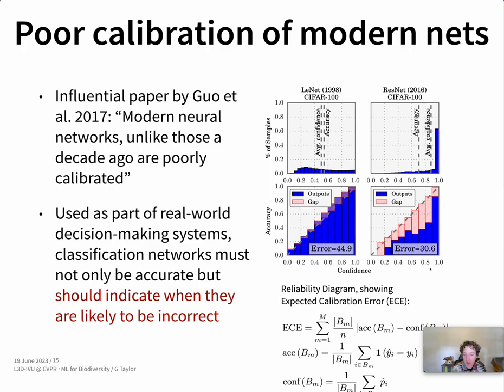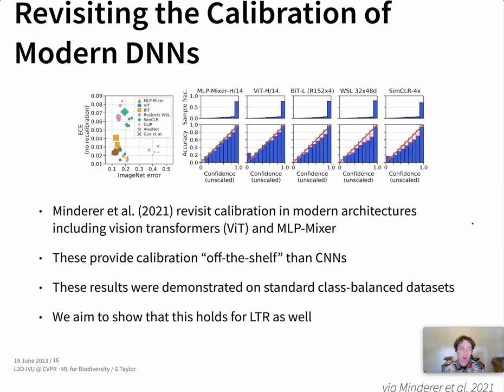While we're able to reduce the overall classification error with the modern models, we find that they're not very calibrated at all. The point made by the authors is that when you use these systems as part of real-world decision-making systems, they not only have to be accurate, but these models should indicate when they're likely to be incorrect. And poorly calibrated models don't do that.